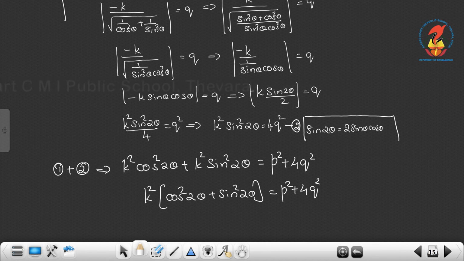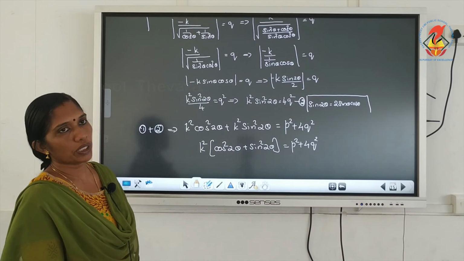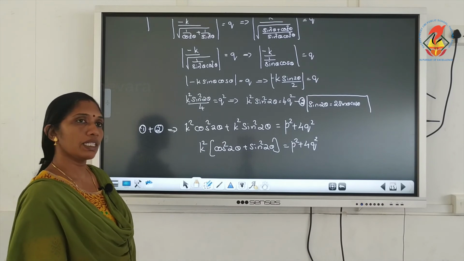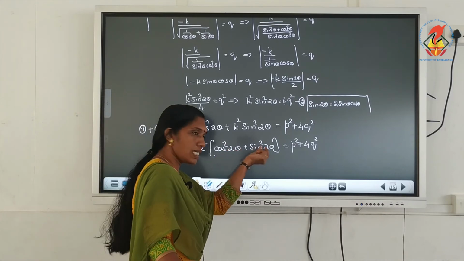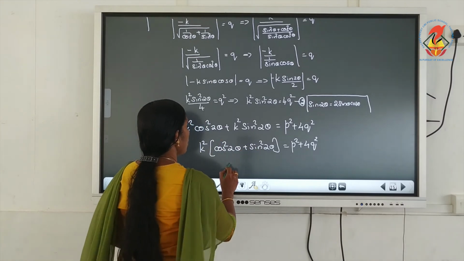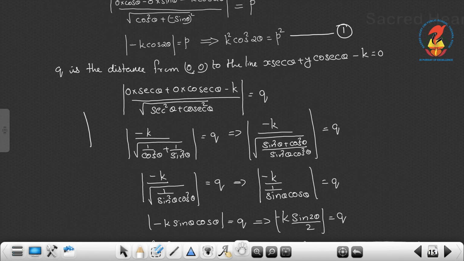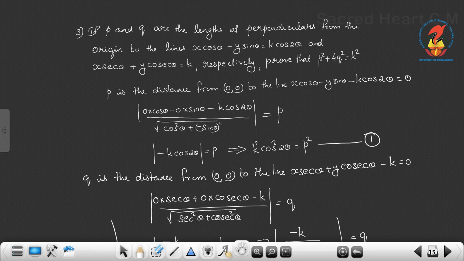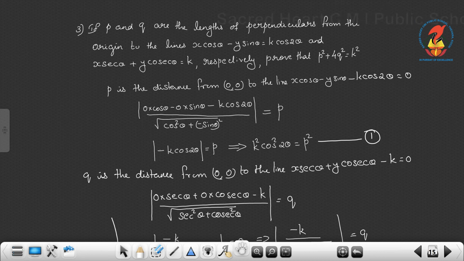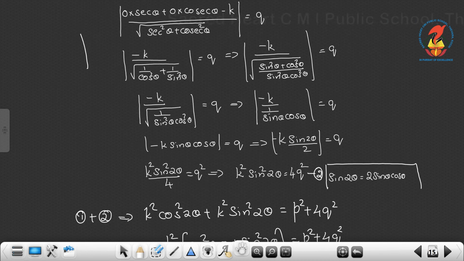What is the value of cos square 2 theta plus sin square 2 theta? Cos square theta plus sin square theta is 1. If this angle part is same, you can write as 1. So k square is equal to p square plus 4q square. Now look at the question: p square plus 4q square is equal to k square. So we proved.